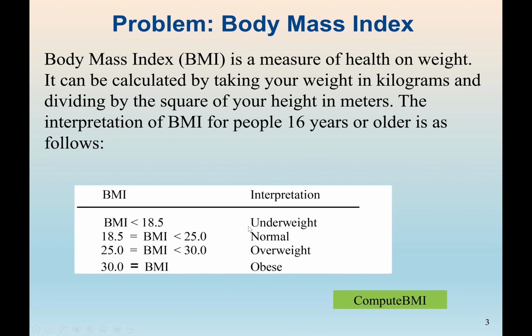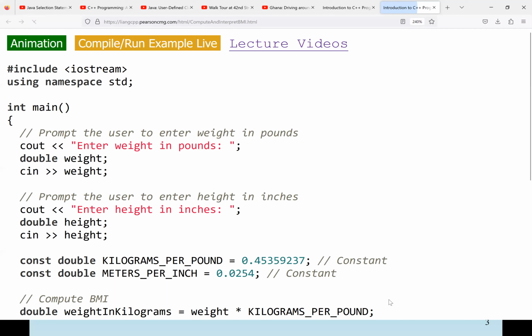So let's see how to solve this problem. Again, for this problem, we are going to use the selection statement because we can see we have 4 different conditions here. Either you are underweight, normal, overweight, or obese. So this is our code.